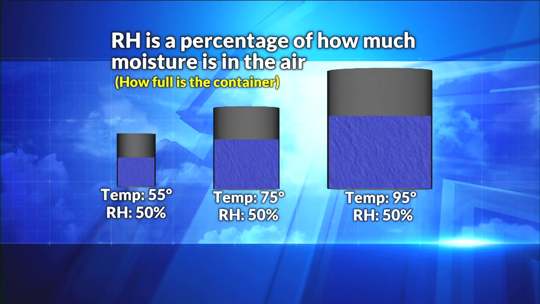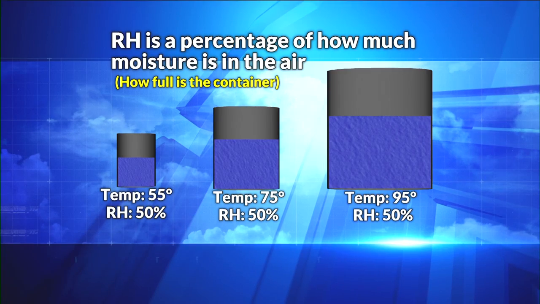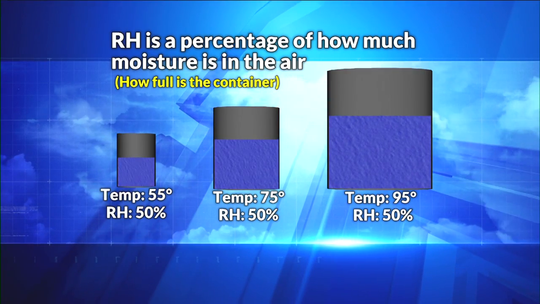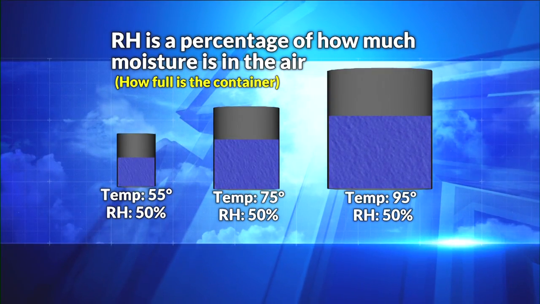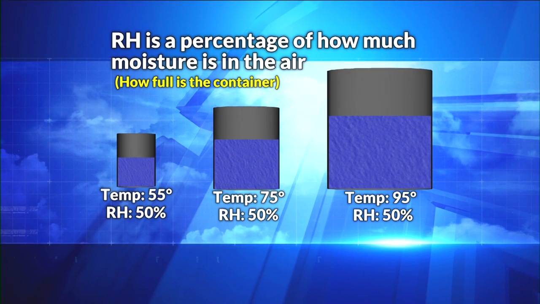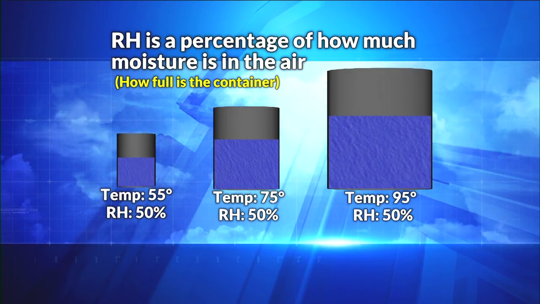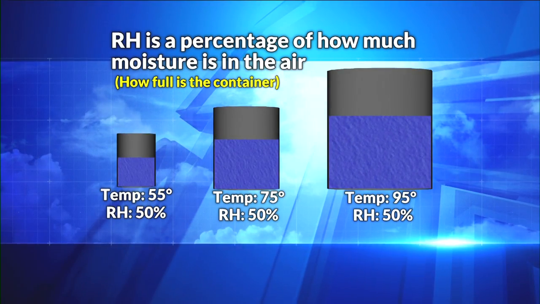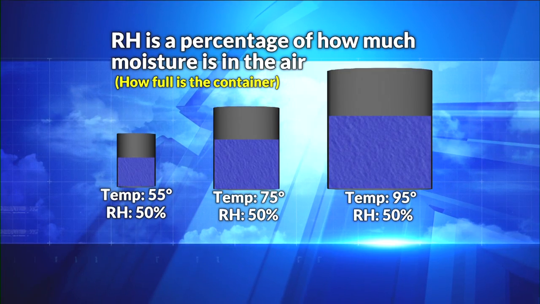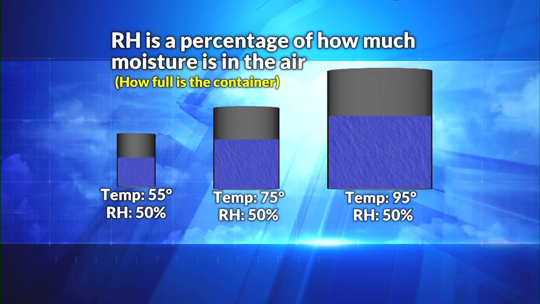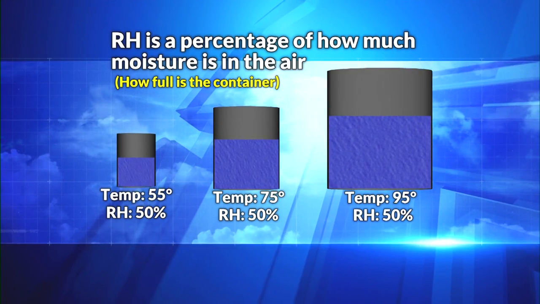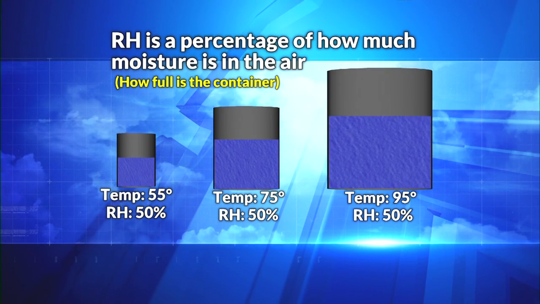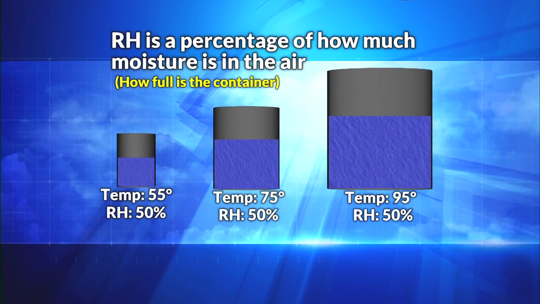So notice 55, 75, 95 degrees. All of them have a relative humidity of 50%. They're all basically holding half of the total water vapor that the atmosphere at that temperature can hold. So they're all 50%, but which one has more water vapor itself?